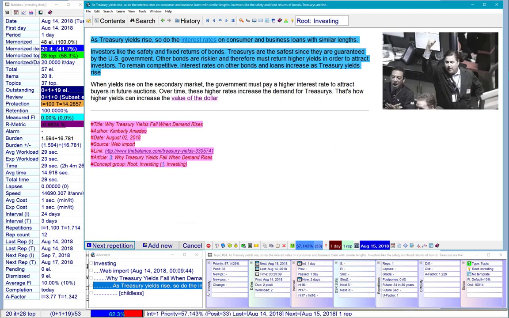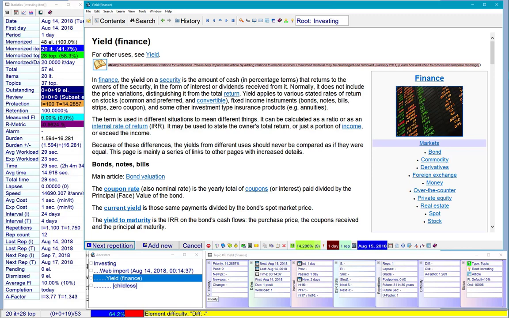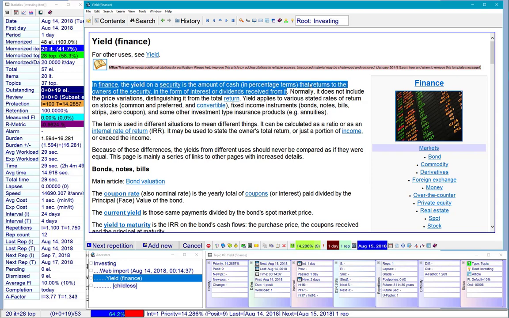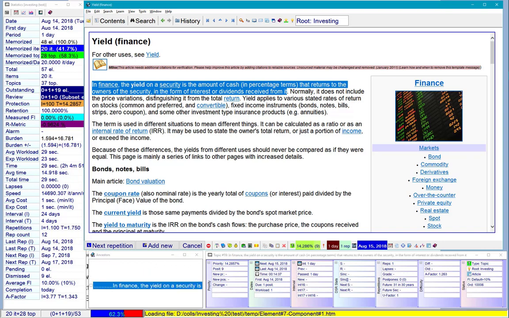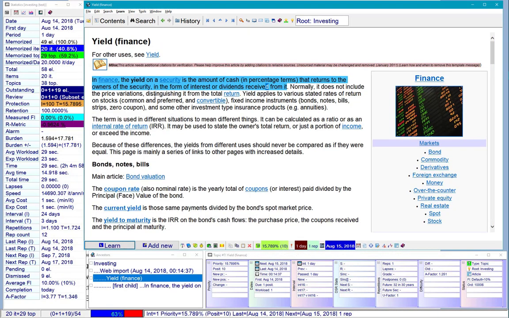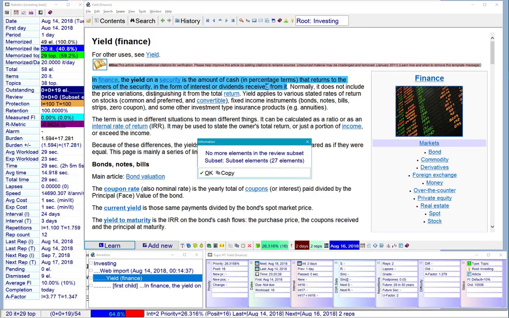When yields rise in the secondary market, the government must pay a higher interest rate. It's the same thing over and over again. Okay. Yield in finance. Oh, that's a good thing. In finance, the yield on a security is the amount of cash returns to the owner of the security in the form of interest or dividends received from it. Normally, it doesn't include price variations. Okay. This will work tomorrow with high priority. And yield, maybe 2 days. We read more. No more elements in the review subset.